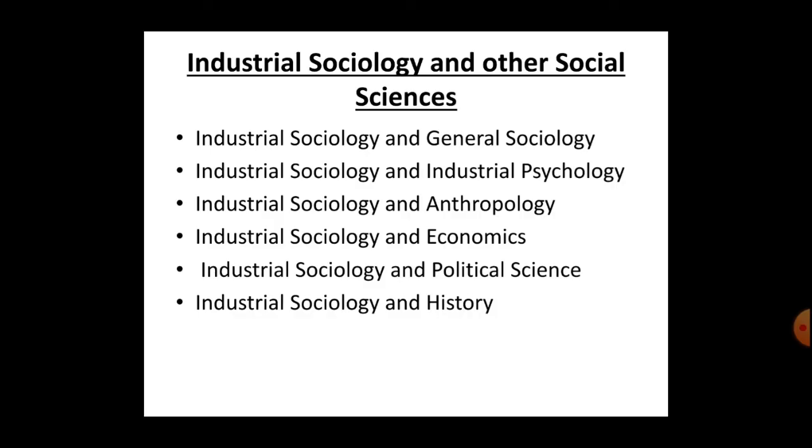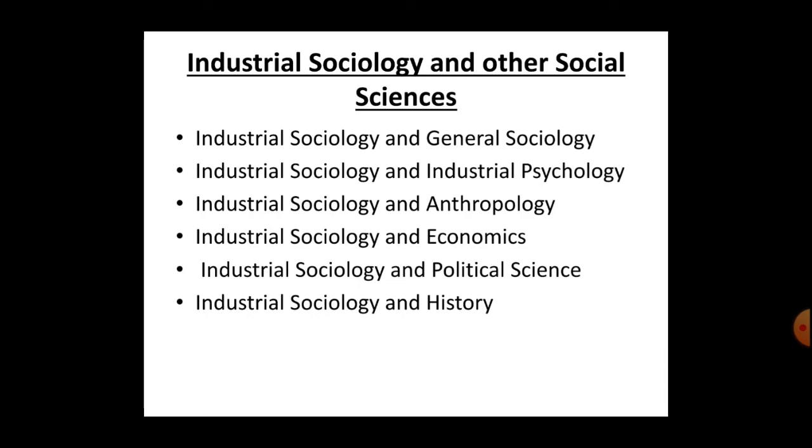Now, the first relationship is between industrial sociology and general sociology. Industrial sociology is a branch of general sociology. Both use scientific methods and techniques such as observation, questionnaires, schedules, and interviews. The subject matter of both is human relations. Thus, there is a close similarity between industrial sociology and general sociology.